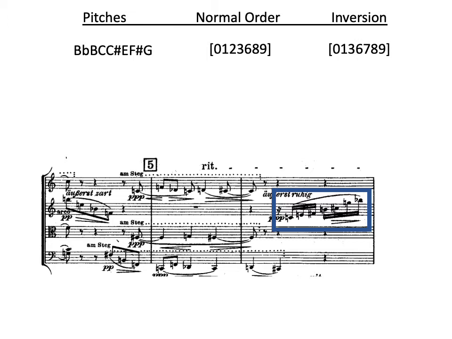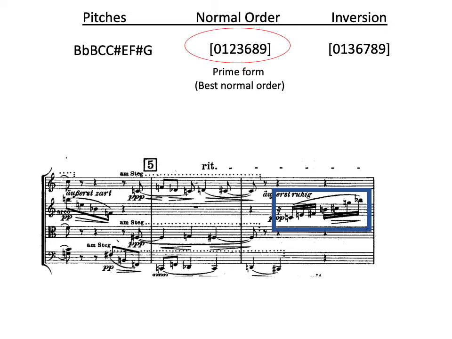And that inverts to 0, 1, 3, 7, 8, 9. So maybe the first version is the best normal order, or the prime form, since it ends 7, 8, 9 instead of 6, 8, 9. But not so fast there, because there's something funny about this set.